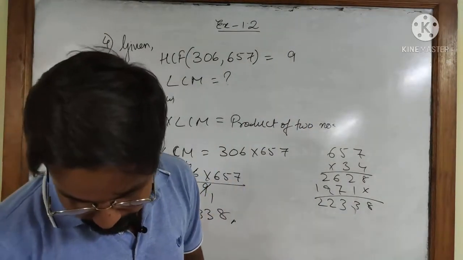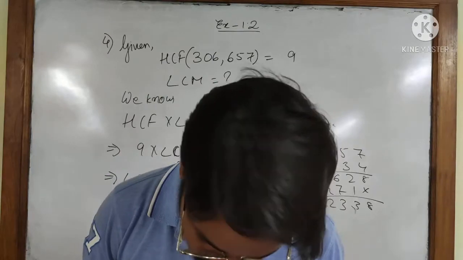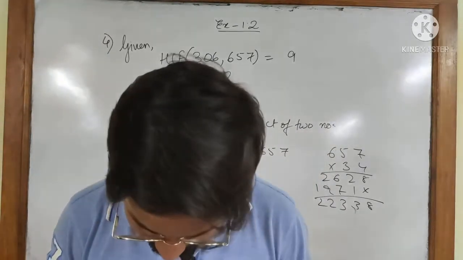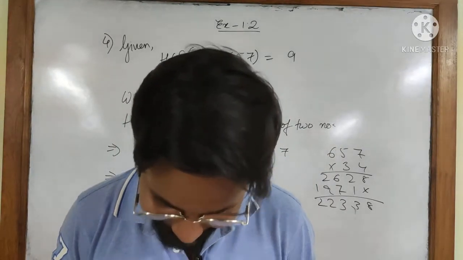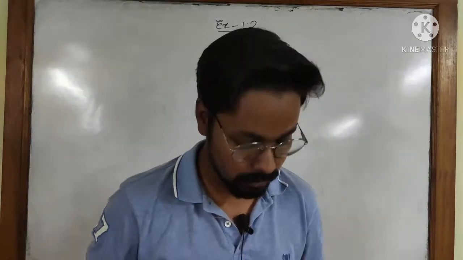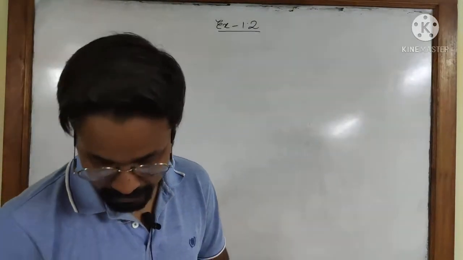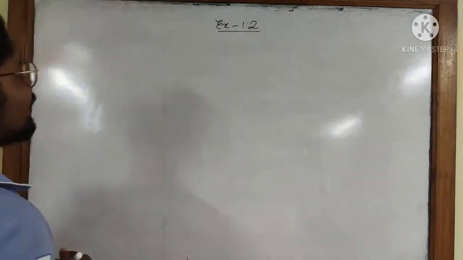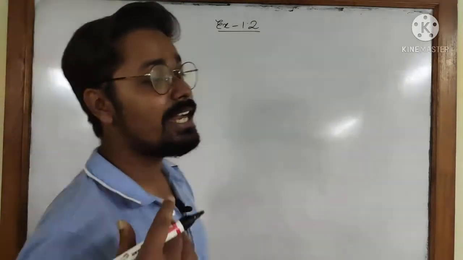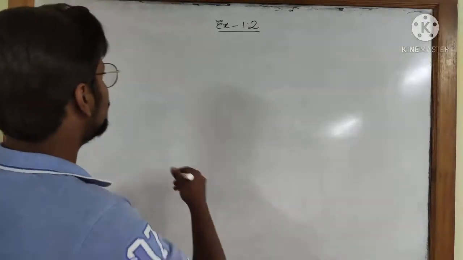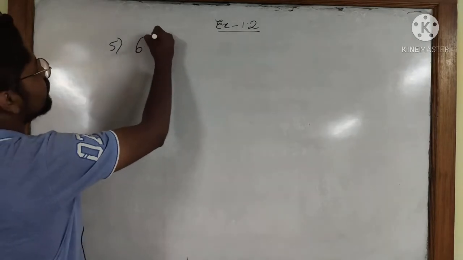Let's move on to question number 6. Check whether 6 to the power n can end with the digit 0 for any natural number n. So how do we solve this question? We have to check whether 6 to the power n ends with the digit 0 or not. So we have 6 to the power n.